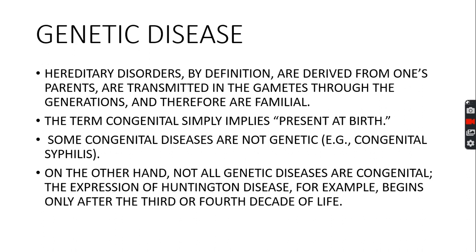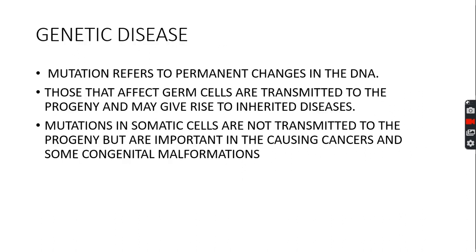So, for example, we have some congenital diseases that are not genetic. For example, congenital syphilis, HIV, hepatitis B, toxoplasmosis, any of the TORCH infections in general. These diseases are acquired by vertical transmission from mother to child and are not derived from any abnormality in the genetic code. On the other hand, not all genetic diseases are congenital. The expression of Huntington's disease, for example, begins very late in one's life, usually after the third or fourth decade of life. As you know, Huntington's disease is a neural degenerative, genetic condition.